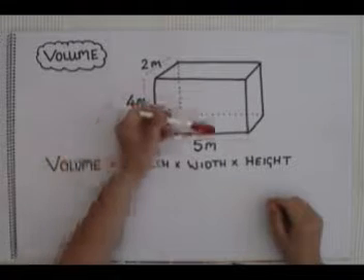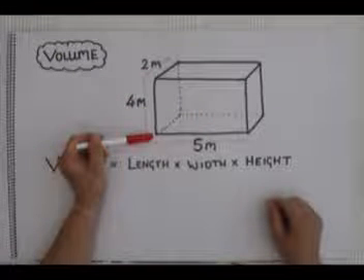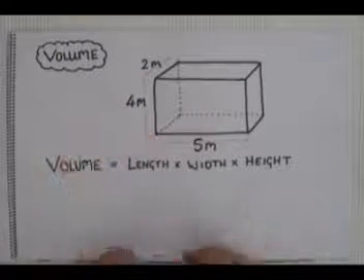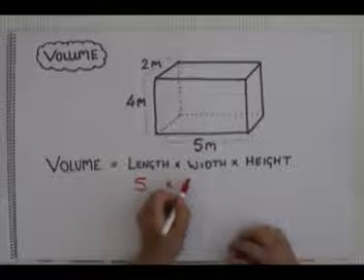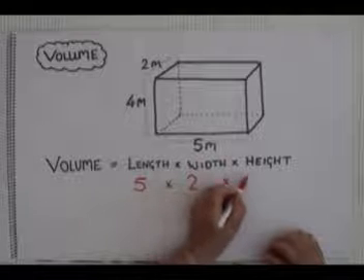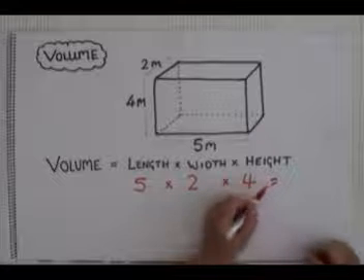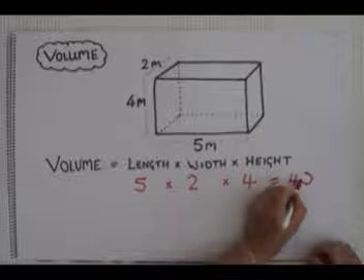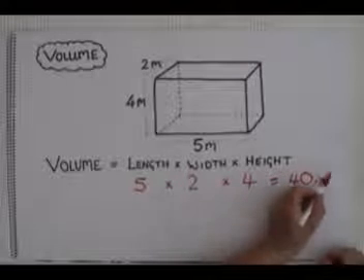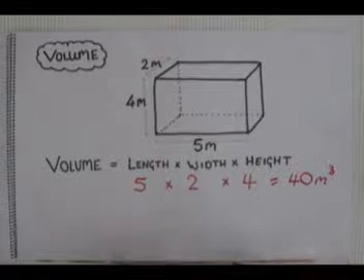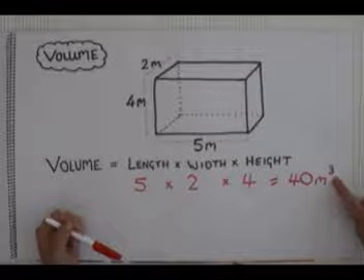Our box measures 5 metres by 2 metres by 4 metres. If we multiply those together we get an answer of 40. Length 5 metres times width 2 metres times height 4 metres equals 40 metres. This would be shown as 40 metres cubed, as volume is always measured in cubic units, and we represent this by writing a small 3 at the end of the answer.